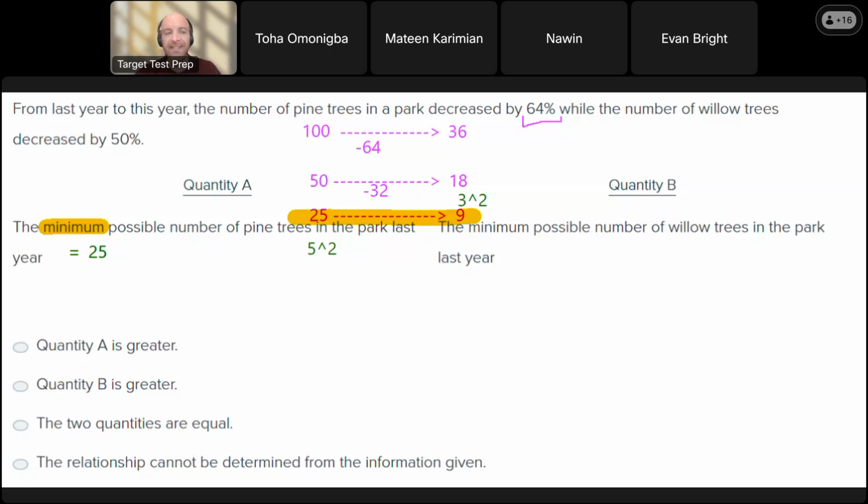Yeah, Gonzalez says having it. If I decrease by half of it, so it's a fancier way of saying the number of willow trees is halved or divided by 2. Well, what does that mean about the minimum number of possible willow trees in the park?